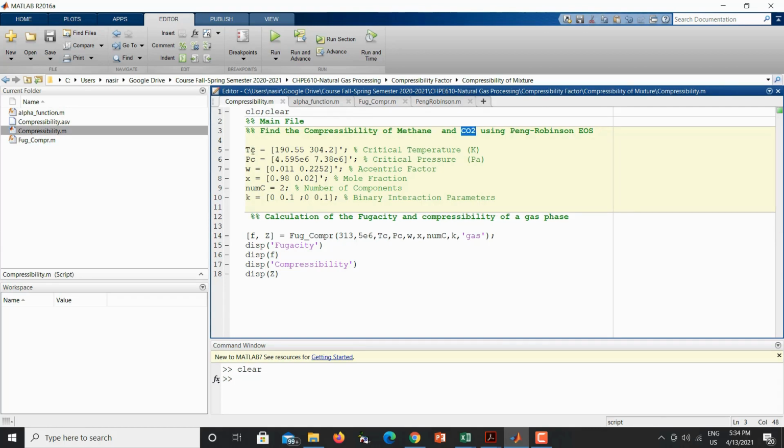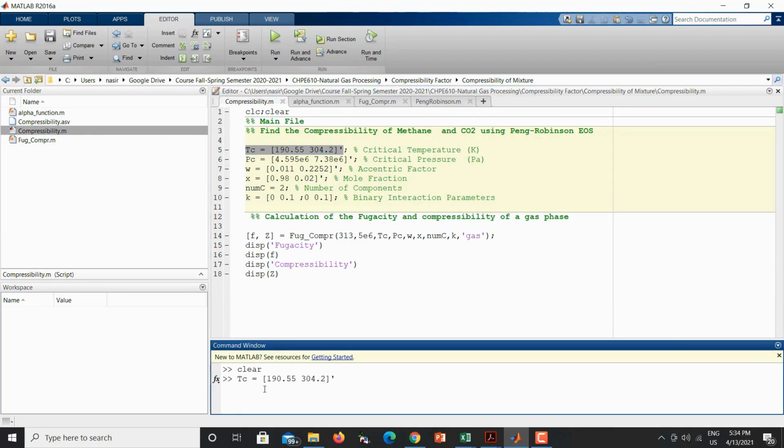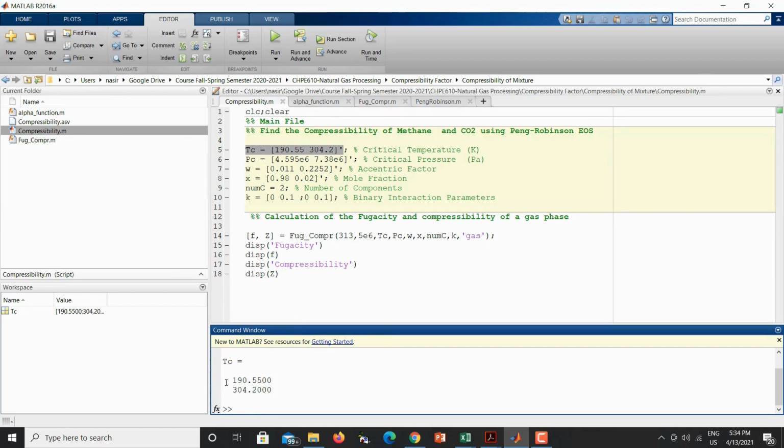First we need to find the critical temperature and pressure. I put the critical temperature inside brackets: the first critical temperature, space, the second critical temperature, bracket close, and a semicolon. If you paste this whole thing in your command window and press enter, you can see this Tc contains two critical temperatures. The first one is for methane and the second one for carbon dioxide.